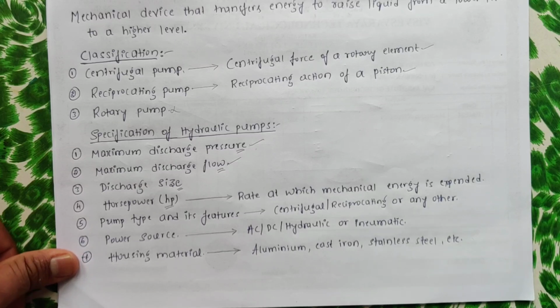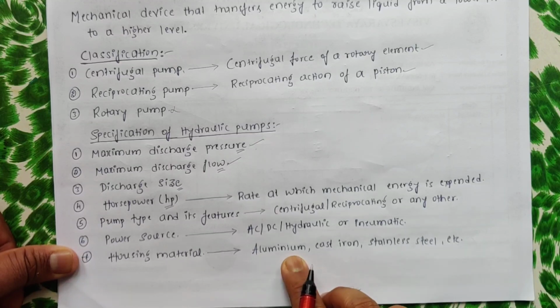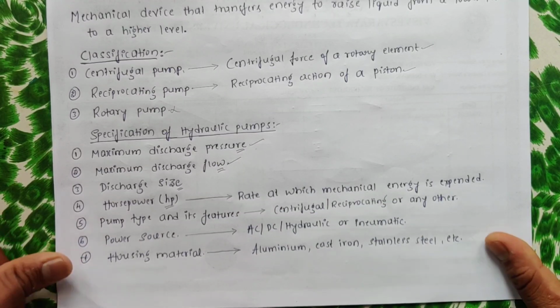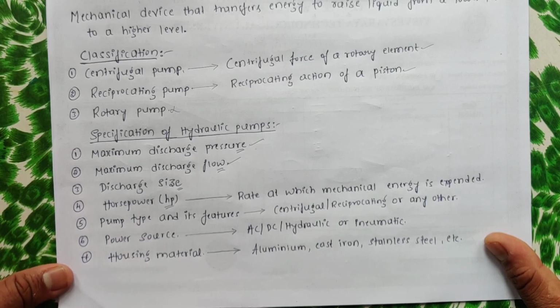The last specification is housing material, meaning the outer casing. It may be aluminum, cast iron, stainless steel, etc. Based on the housing material or outer casing, we categorize it. So these are the 7 important specifications before deciding on a hydraulic pump.